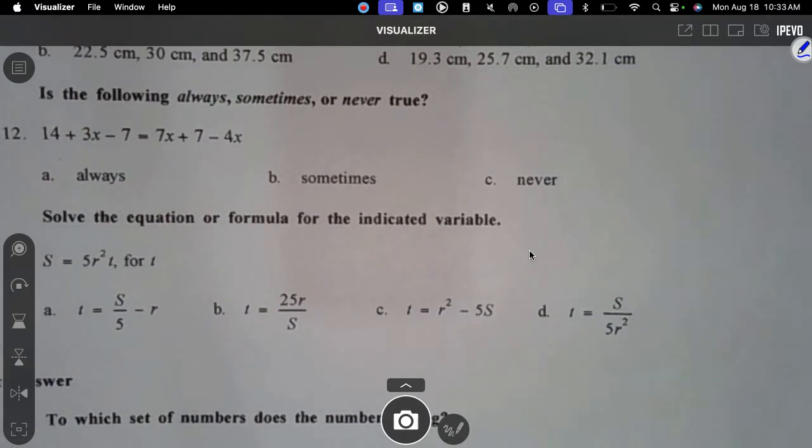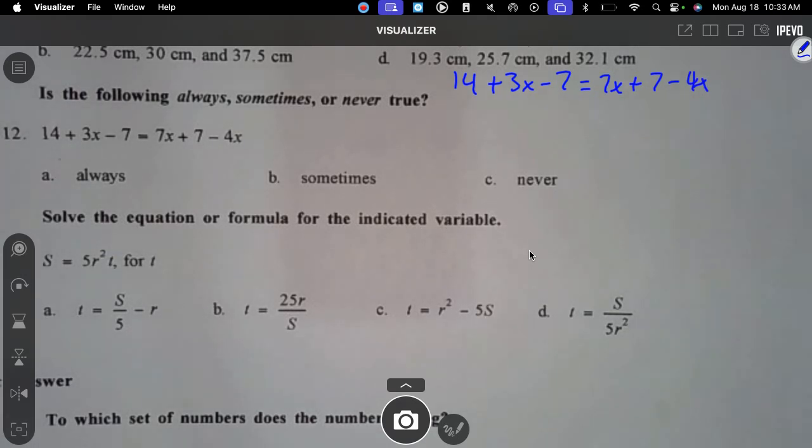Abby, I went over this one with you. I might work it out a little bit differently than you did, but I'm going to get the same answer. I'm going to combine the things that are alike. So what on the left side is alike? The 14 and the 7. We call those like terms.